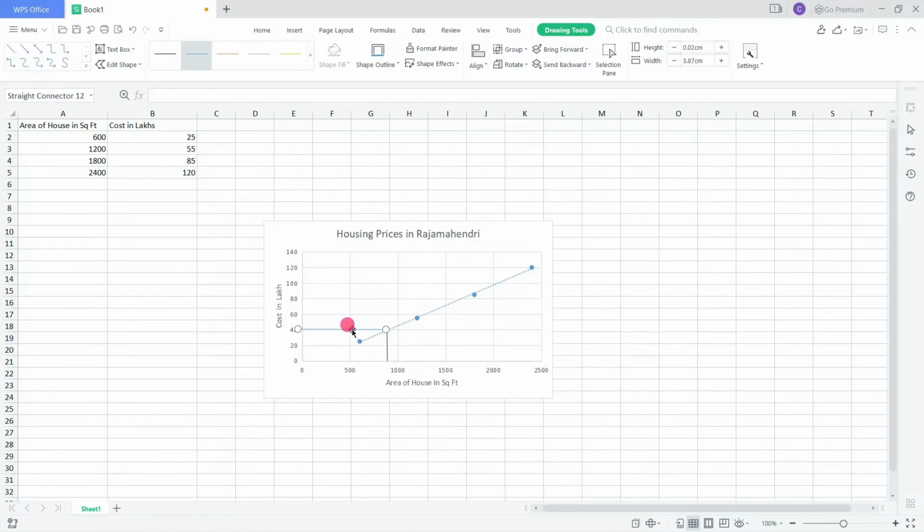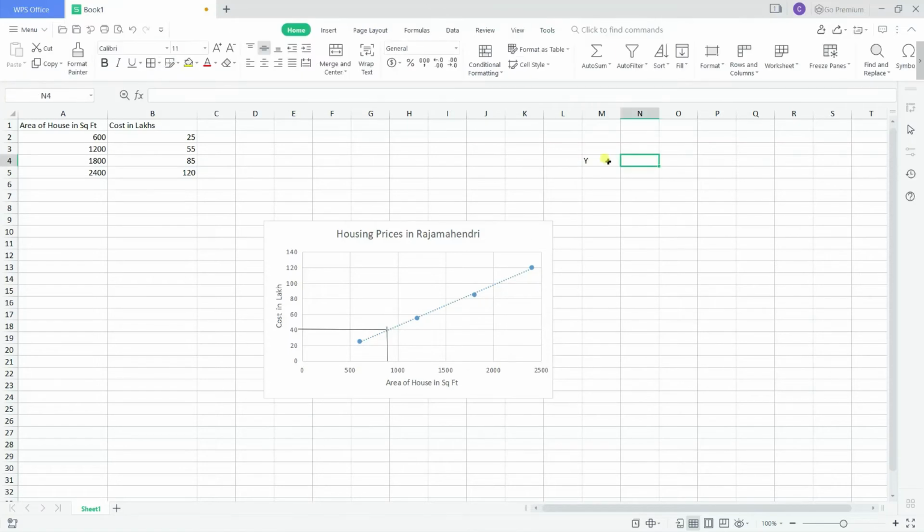Now let's plot this in black color. If we observe carefully, the output that we are expecting is the cost of a house of 900 square feet. This is our output. What is our input? Our input is our labeled data. So the labeled data here is our training set.